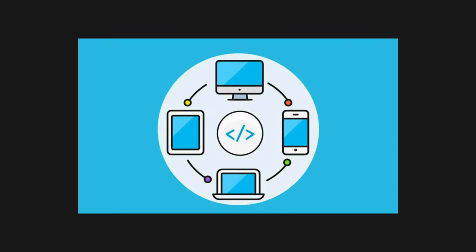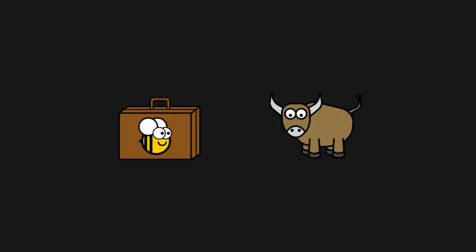BeeWare is a suite of tools for building cross-platform apps with Python. This video will serve as an introduction to Briefcase and Toga, the BeeWare libraries you need to start creating desktop, web, and mobile apps with Python. Grab your phones and prepare to do something that feels really, really wrong.